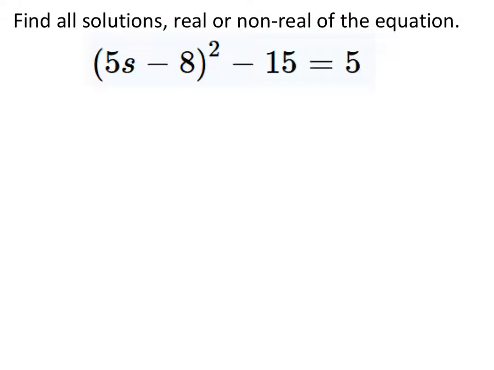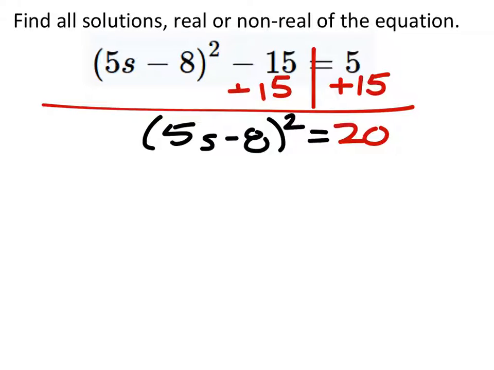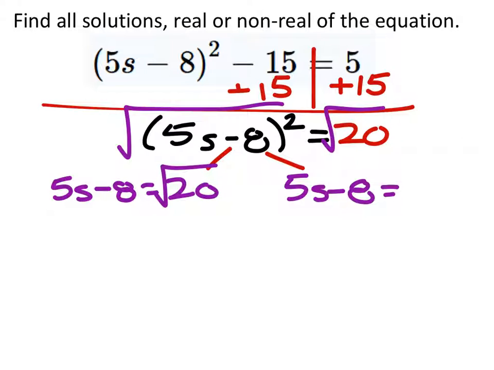Find all solutions, real or non-real, of the equation. And usually if they ask for both types, there usually is both types. But we can't really expect that all the time. And here's why. So just solving this, we'd add 15 to both sides first so that we have isolated the expression that's squared. Okay, well, just taking the square root of both of these gives me 5s minus 8 equals positive 20, and that would be my first branch, but I got a second one as well, right? 5s minus 8 also, that's a square root of 20, sorry, is the negative square root of 20.